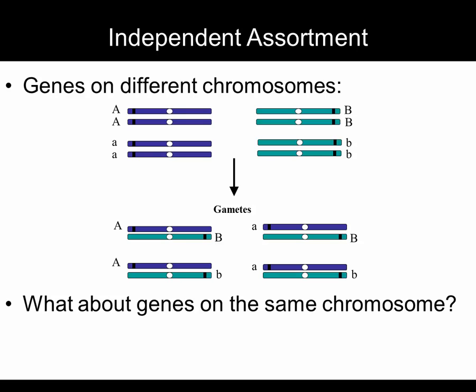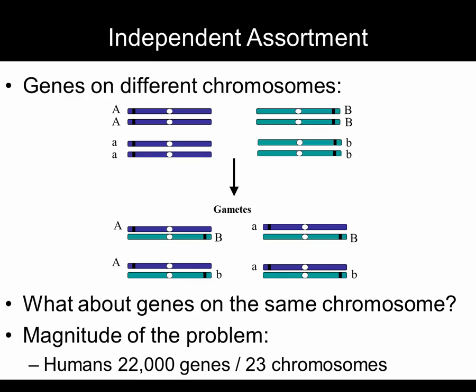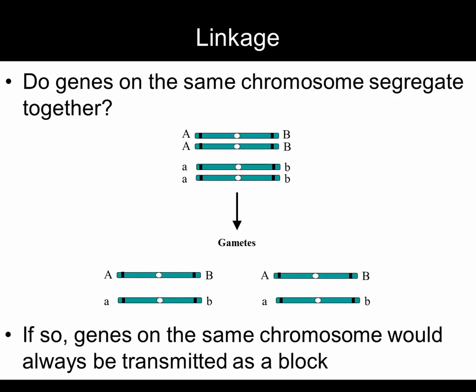After all, there are many genes on each chromosome. Currently, we estimate humans have around 22,000 genes, which means an average of nearly 1,000 genes per chromosome. Our largest chromosomes actually have several thousand genes, while our smallest have just several dozen. So do all the genes on the same chromosome segregate together in every meiosis? If that were the case, genes on the same chromosome would always be passed through generations as a block. Such traits would be inseparably linked.